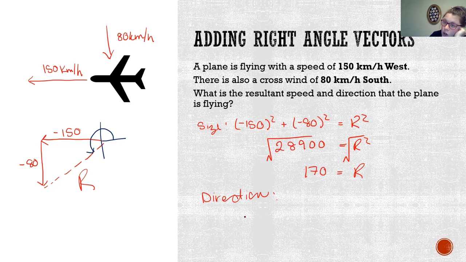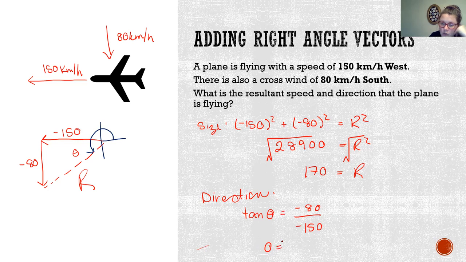You'll notice our direction always uses tan. You could use cosine or sine, but if you've made a mistake on calculating your size, calculating your R value here, then you could have made a potentially bigger or more hazardous mistake. So typically we'll use what was given in the question. So we're going to use tan of the angle. That's this angle inside the triangle only. So the tan of the angle is opposite, which is negative 80 over negative 150.